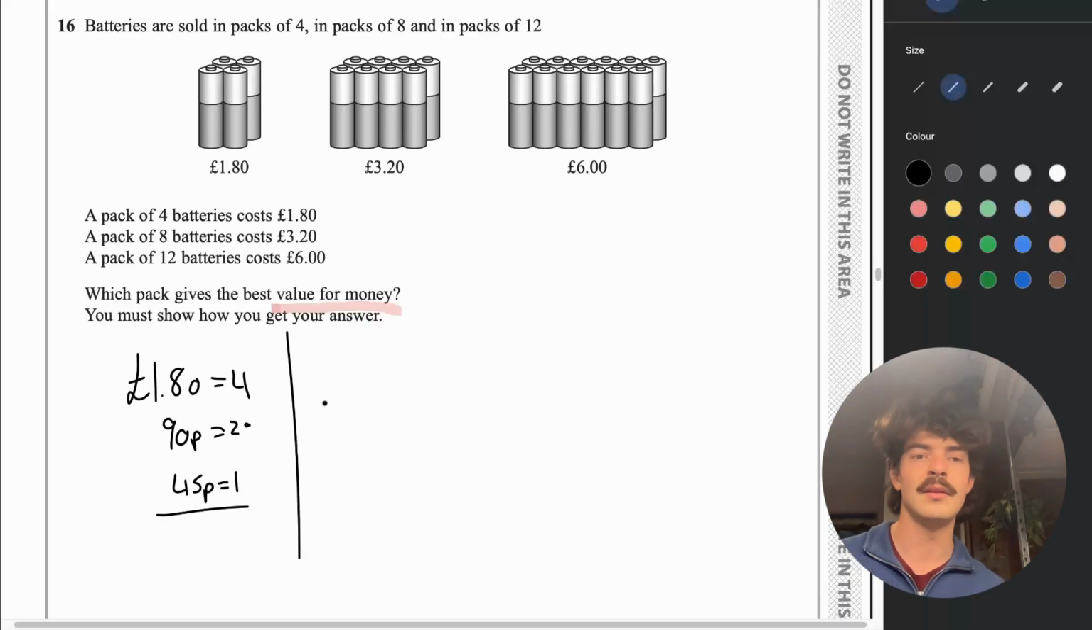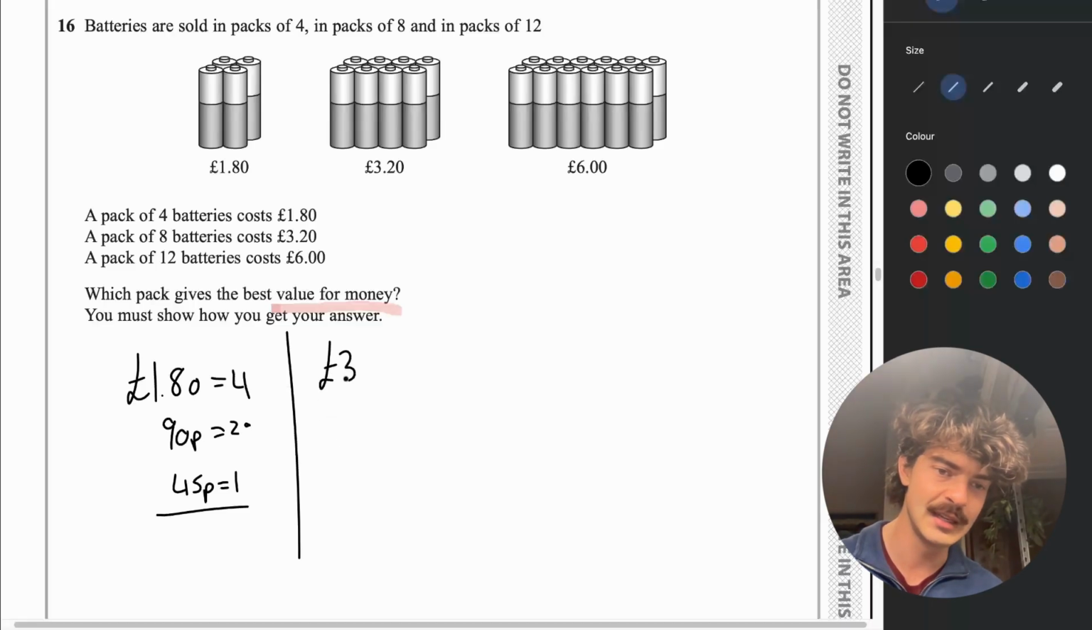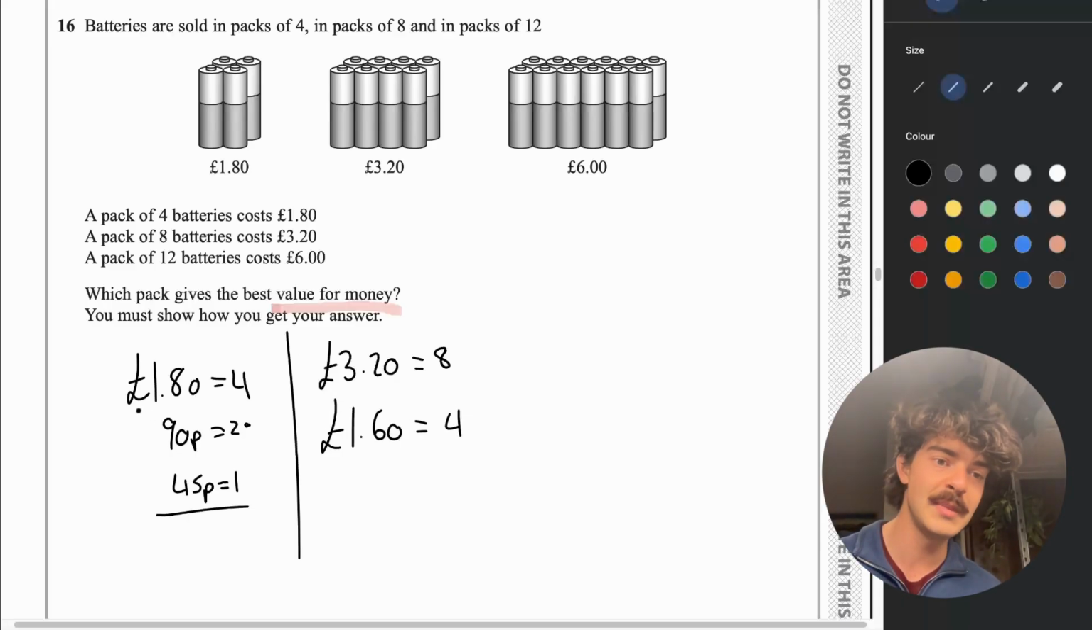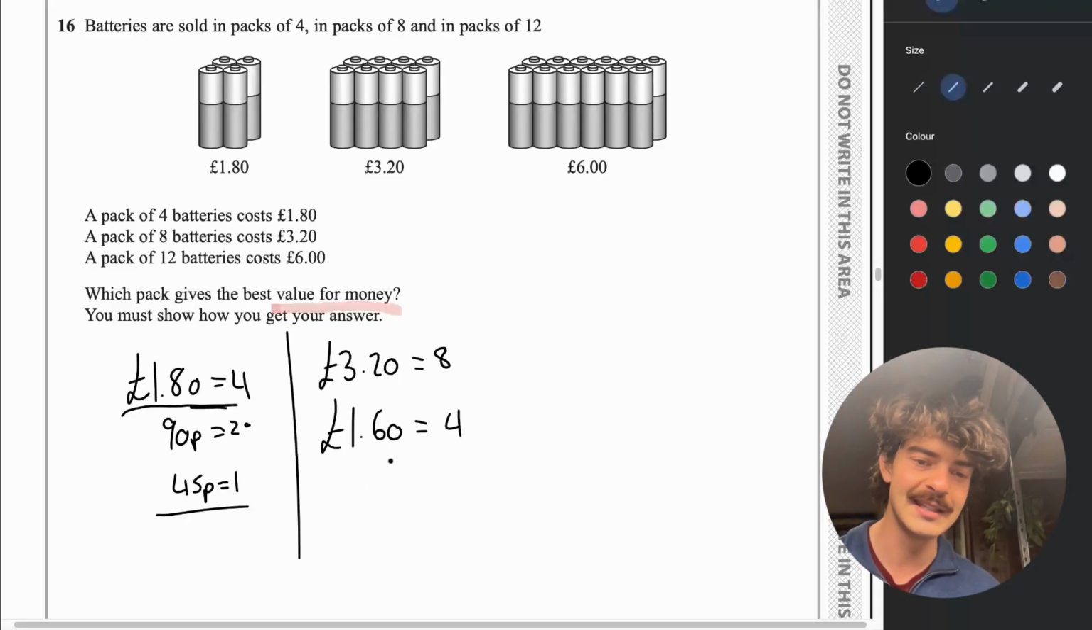Cool. Set of 4 done. Next up is the £3.20. And for this one, we have 8 in total. So let's see how we get on here. Once again, we can just divide by 2, giving us £1.60, which would be the same as 4. Oh, and notice, right? It's immediately cheaper than this one. You already know it is. It's £1.60 for 4. And this is actually a little bit easier to divide by 4 straight away, which will give you 40p.